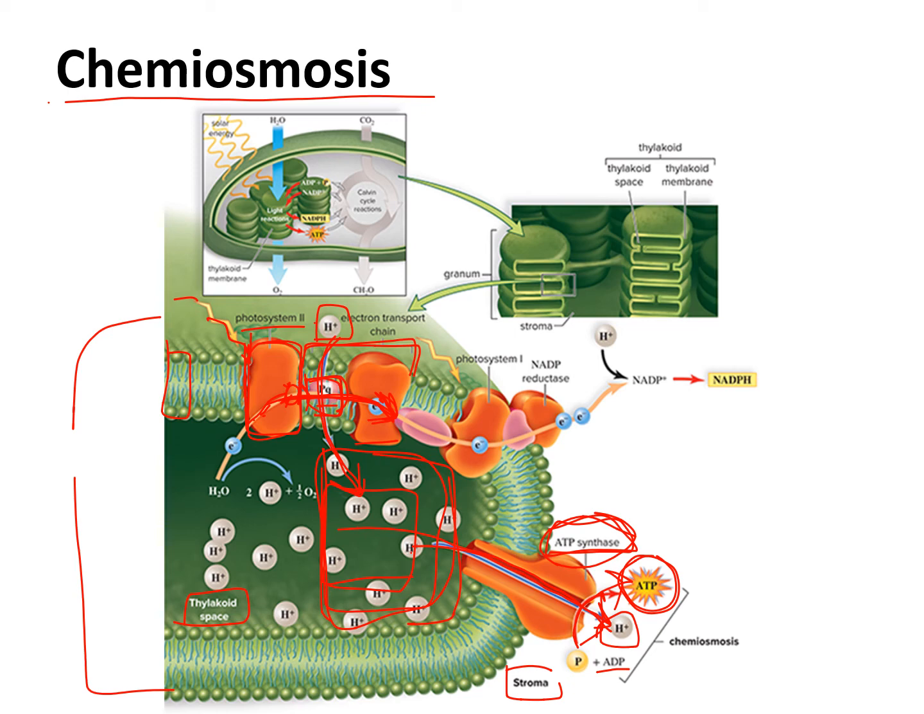So chemiosmosis: the movement of electrons across the electron transport chain powers the proton pump to pump hydrogen ions into the thylakoid space. That high concentration of hydrogen ions in the thylakoid space is going to diffuse through the ATP synthase, so move from an area of high concentration to an area of low concentration, and that movement of hydrogen ions is going to power the ATP synthase to produce ATP.